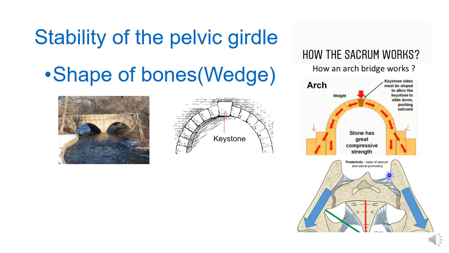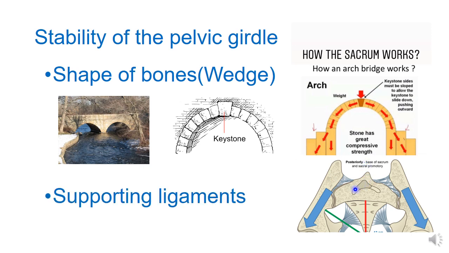And we have these suspensory ligaments, mainly the posterior ligaments, which are supporting the sacrum, holding the sacrum to the iliac crest posteriorly and to the spine. So the two factors responsible for the stability of the bony girdles, again, are the shape of the bones, the wedge shape of the sacrum, and the supporting ligaments.